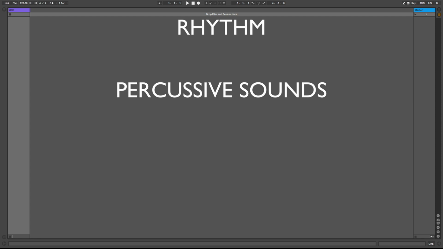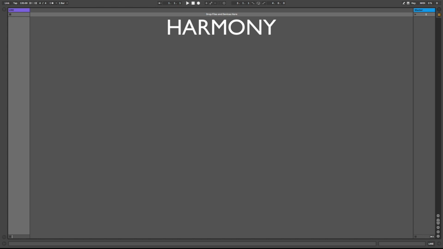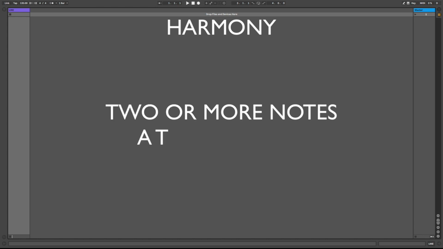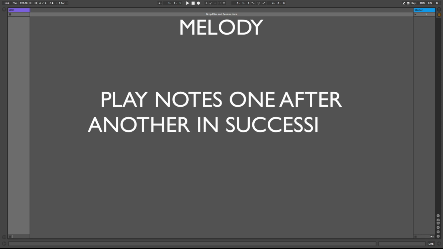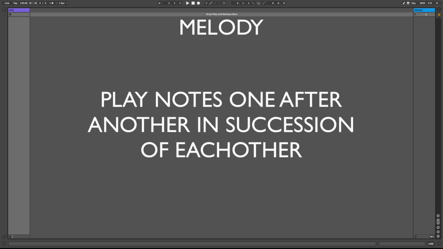So rhythm is percussive sounds. The relationship between different sounds in rhythm is time, not pitch, which means it is a relationship between two percussive, essentially drum sounds within a specific time frame. Harmony is when you play two or more notes, you could also call them pitches, at the same time, meaning the relationship between notes in harmony is vertical. And melody is when you play notes, musical notes, one after another, in succession of each other. And thus the relationship between the pitches in melody is horizontal.